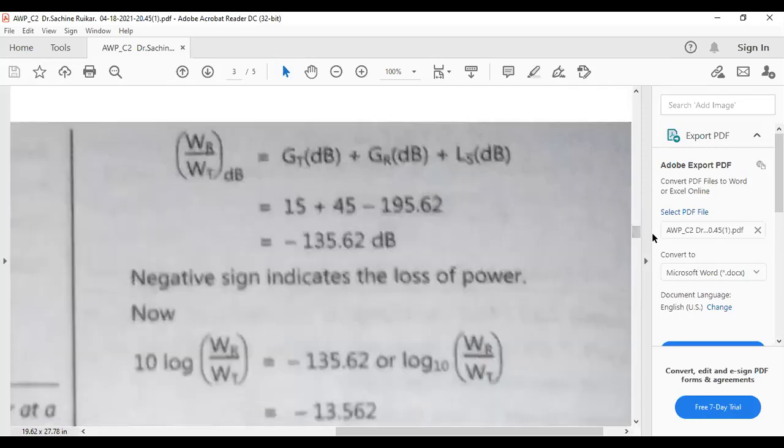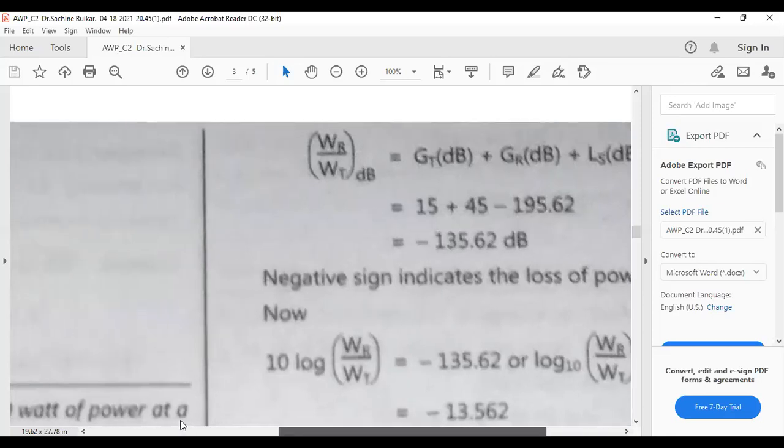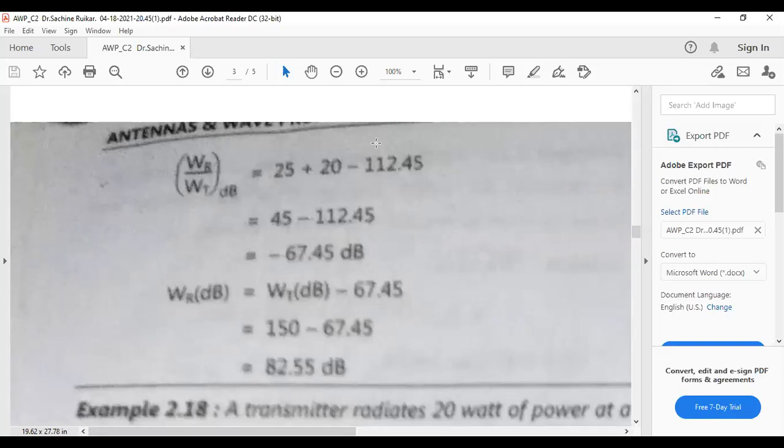Once you get the LS in dB, you can find the remaining part. You can substitute the GT, you can substitute the GR, and you can substitute the value of the line of sight. Here is the question that was repeated. 25 dB is the GT, 20 is the GR, and the line of sight is 112.45. You can substitute here, you will get minus 67.45 dB.